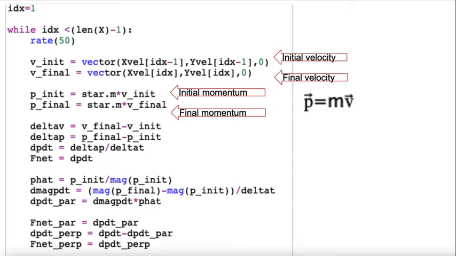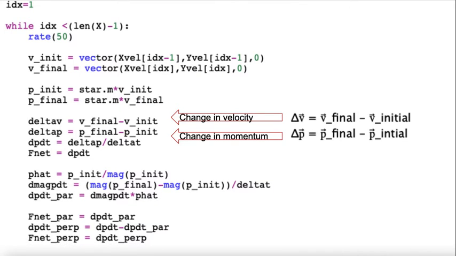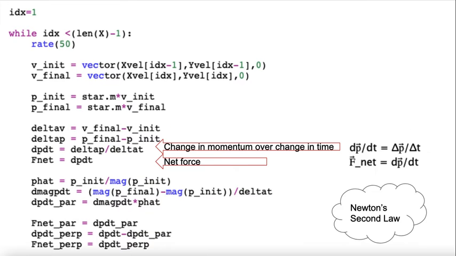First, we input our initial and final velocities in vector form, as well as our initial and final momentum, which we know is equal to the mass times the velocity, using respectively the initial velocity and the final velocity. Secondly, we want to find the change in velocity and the change in momentum, and we know that the change in each of these is the final minus the initial, which we have written above. Next, we want to find the change in momentum over the change in time.